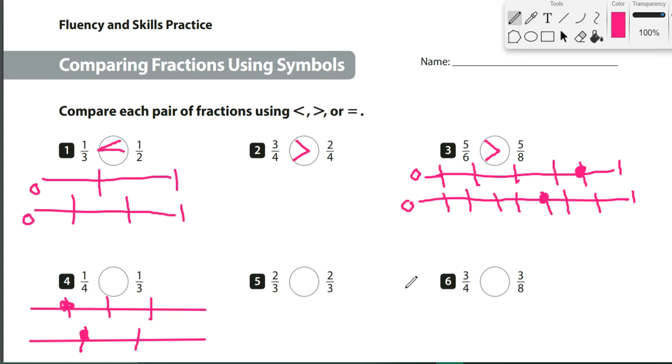All right, we have 2/3 and 2/3. So remember, that equal sign is a thing. And we are just going to go ahead and be like, yep, 2/3 and 2/3, they are the exact same fraction.